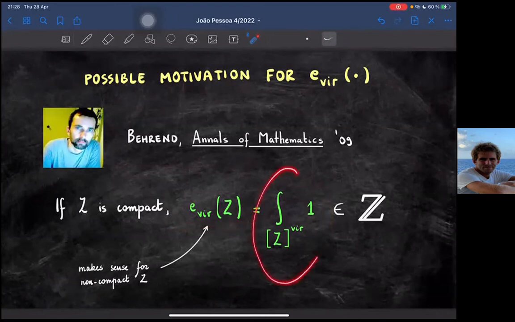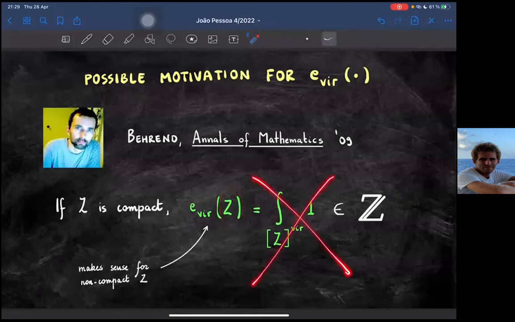However, the right-hand side only makes sense if Z, the critical locus, is compact, but the left-hand side always makes sense. And in what follows, we are going to focus on the situation where Z is non-compact. So we will not have this, we will study this instead. So this result was really a breakthrough in enumerative geometry. This is a very important result.